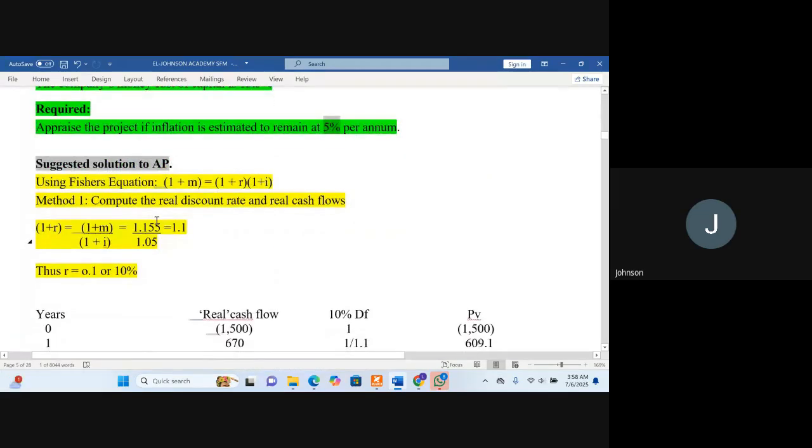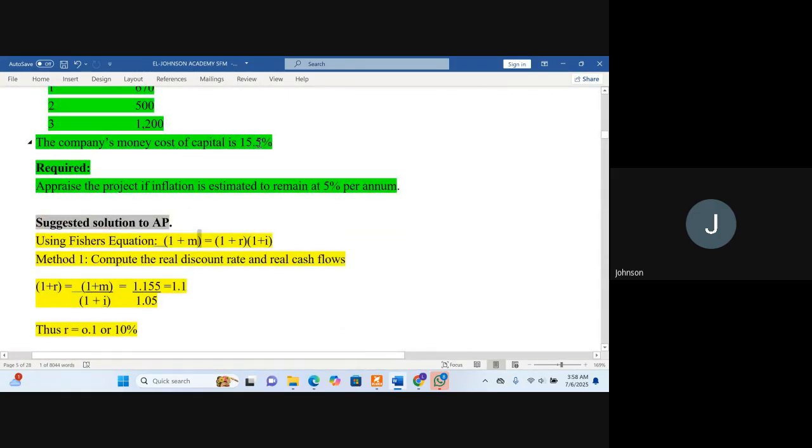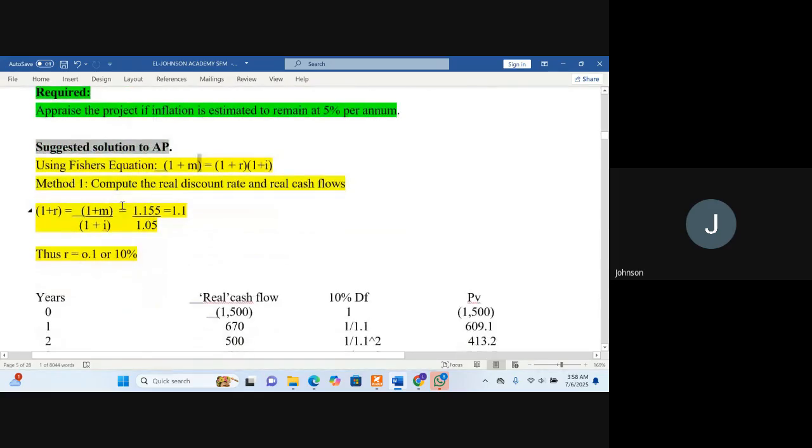So using the efficiency equation, you now say 1 plus the money rate. The money rate here in the question is what? 15.5%. So 1 plus the money rate equals 1 plus the real rate. We are looking for R. We now say 1 plus inflation. We know what our inflation is. Our inflation is 5%. We don't know what the real rate will be, but we know what our money cost of capital is.